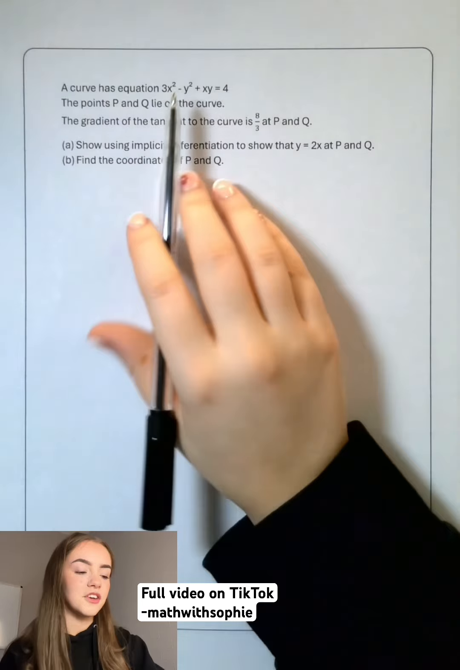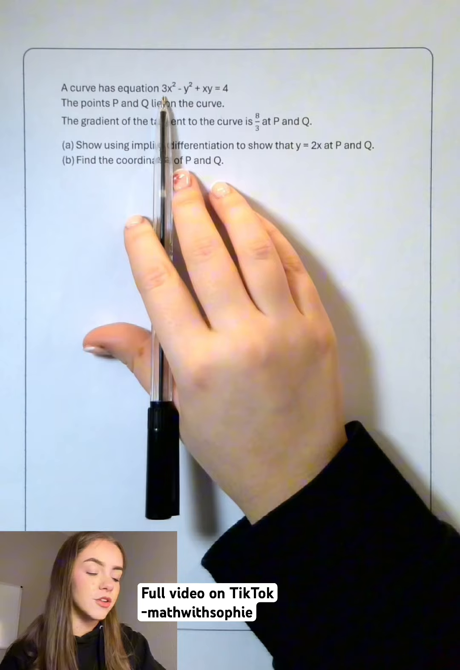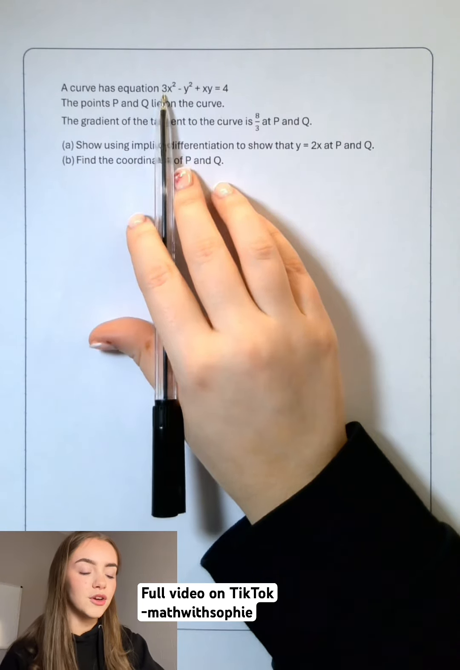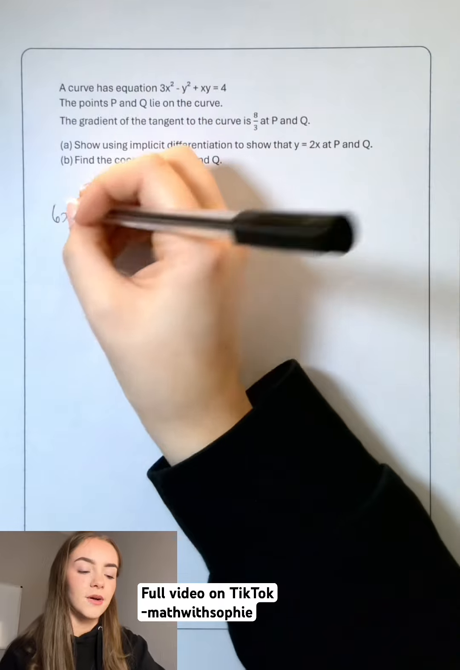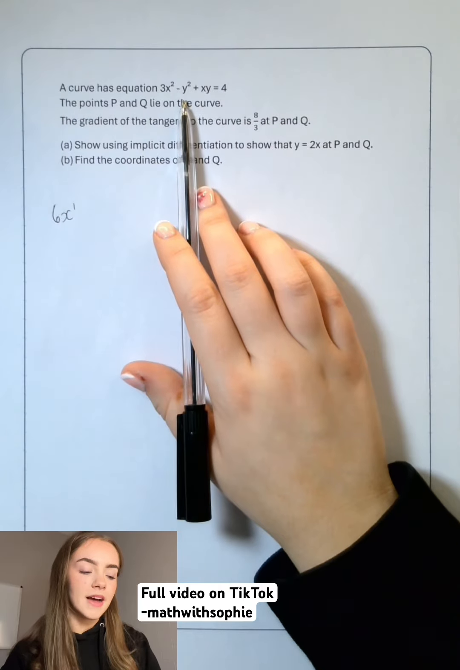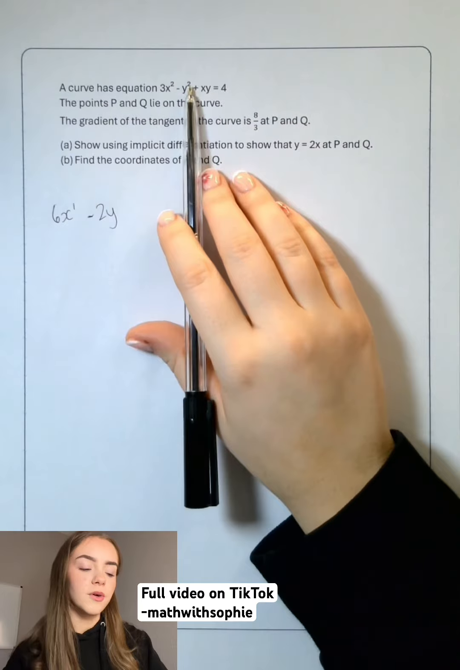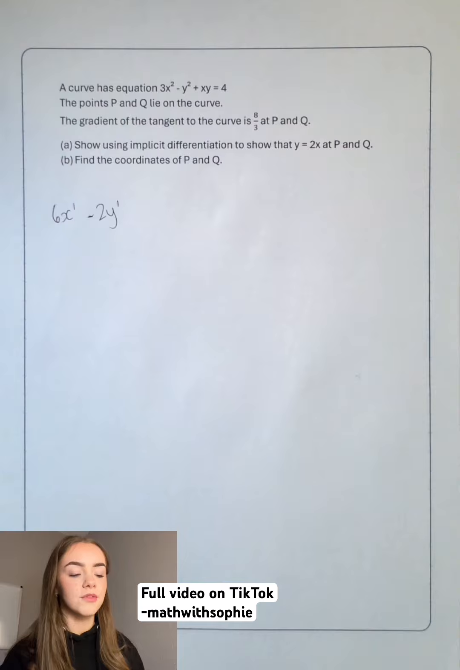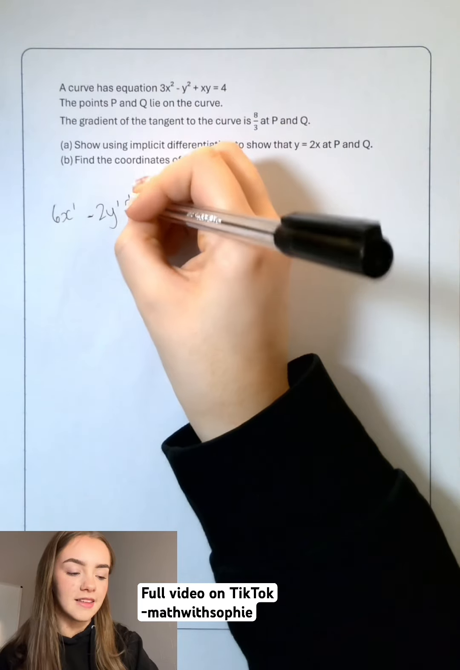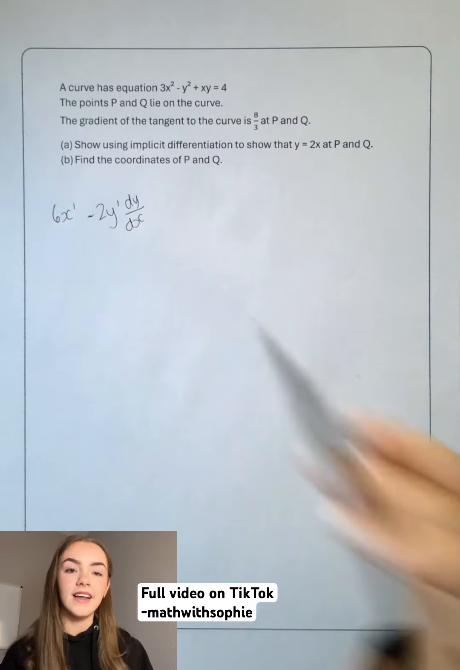Let's start by differentiating each term. So 3x squared, when we differentiate, we bring the power down and drop 1 off the power. So this will be 2 times 3, which is 6. Then knock 1 off the power, 2 minus 1 is just 1. Then for our next term, minus y squared, again bringing this power down, we'll have minus 2y. Knock 1 off the power, 2 minus 1 is just 1. And since we're differentiating with respect to x, we'll also need to multiply this by dy by dx. And that is simply because this term has y instead of an x.